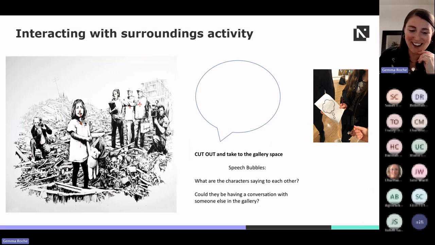Another really quick activity is printing out speech bubbles or thought bubbles to take into the gallery, so the young people can go up to an image and write what they think the person is saying or thinking. They can talk to each other across the space and make the characters interact with each other as well. It's a really quick and fun way to get them engaging in the space that they're in.